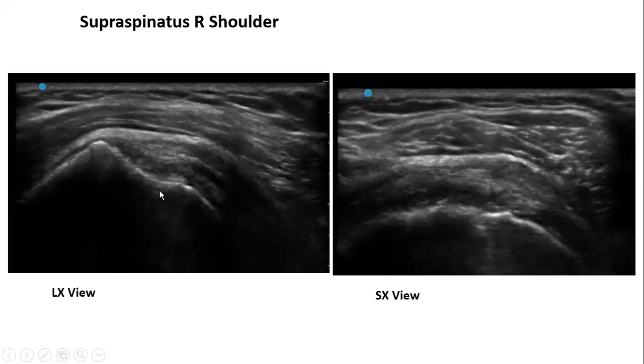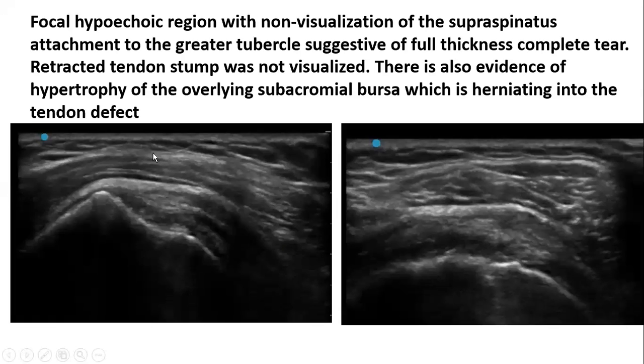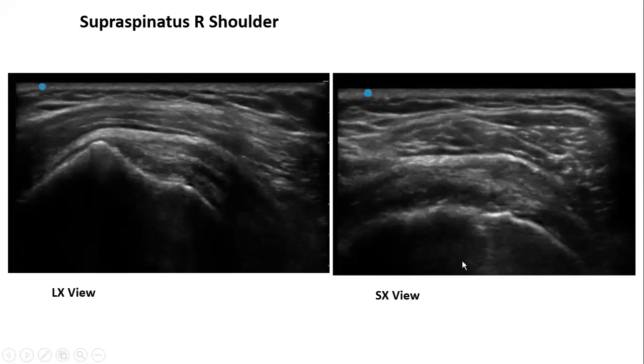This is bursa. So I'm going to define the top margin, the superficial margin of the bursa, and this is the deeper margin of the bursa. Here, this is the bursa. This is the deeper margin of the bursa. This is the top superficial margin of the bursa. Let me go back. Okay, here, so that's the entire bursa, thickened bursa herniating into the space.